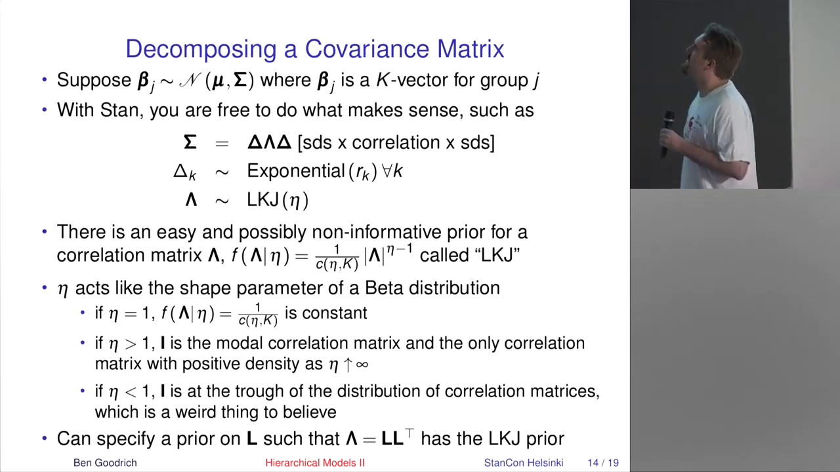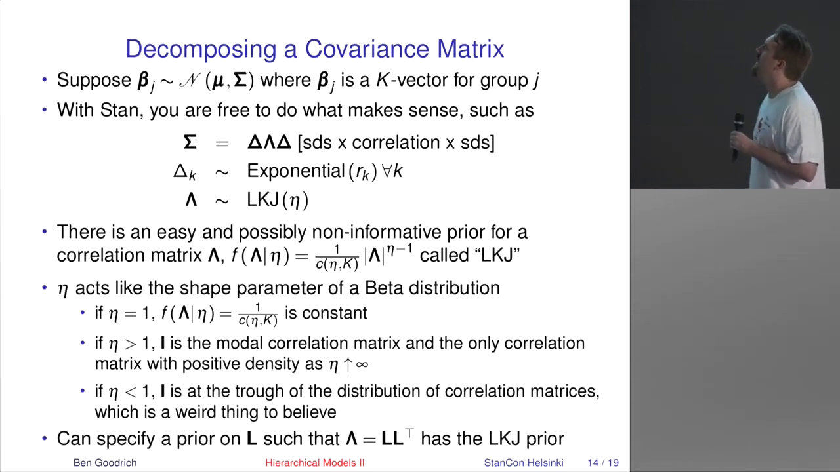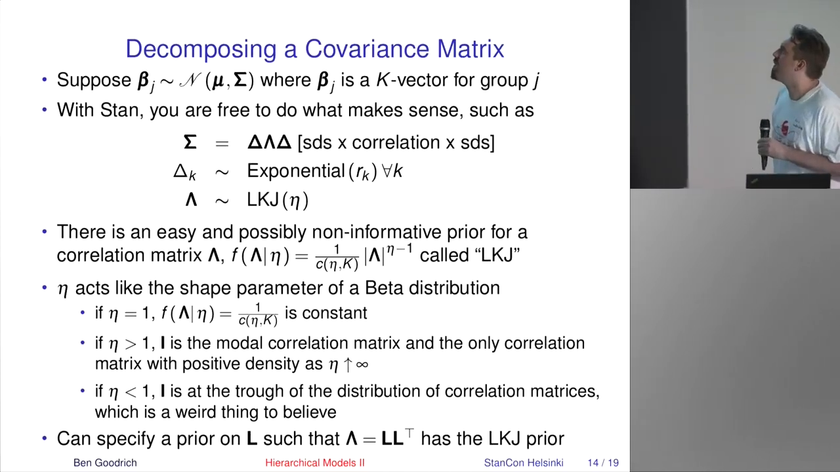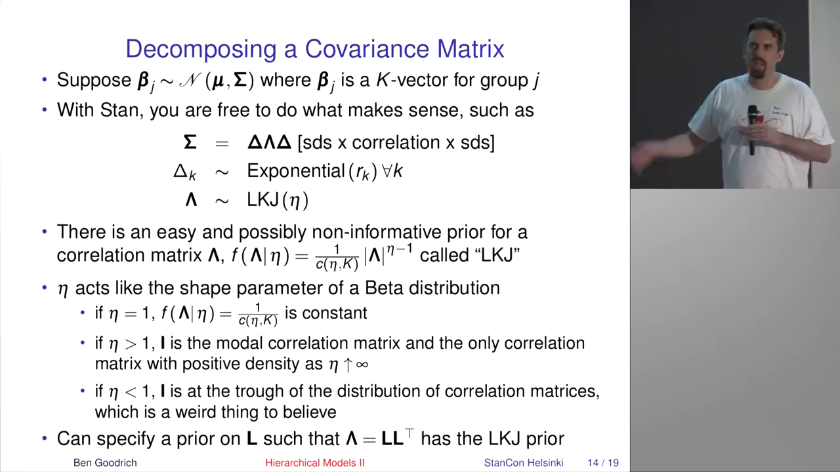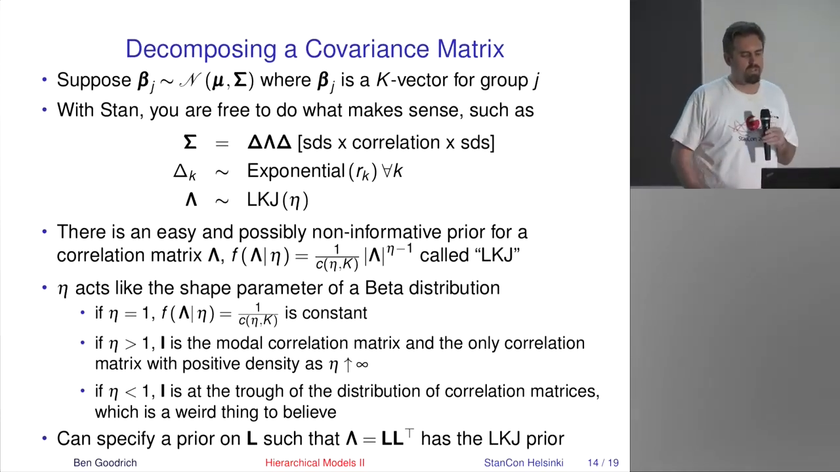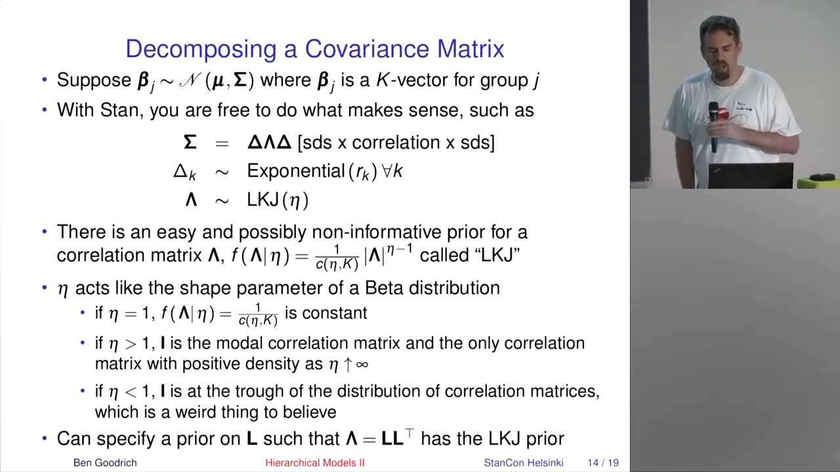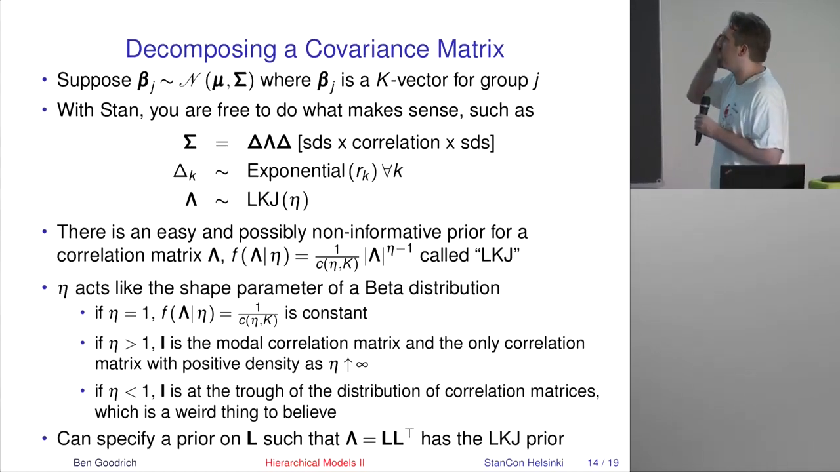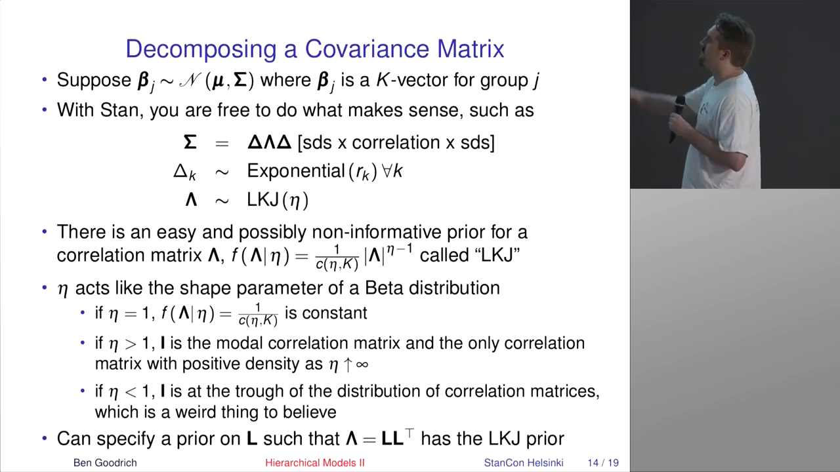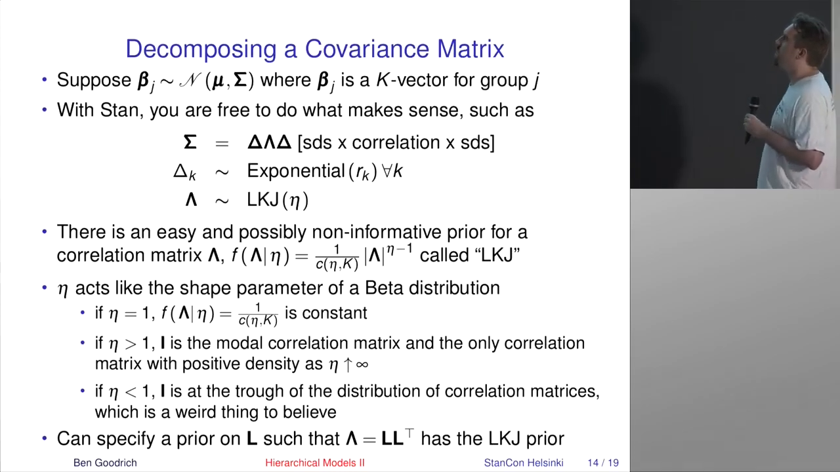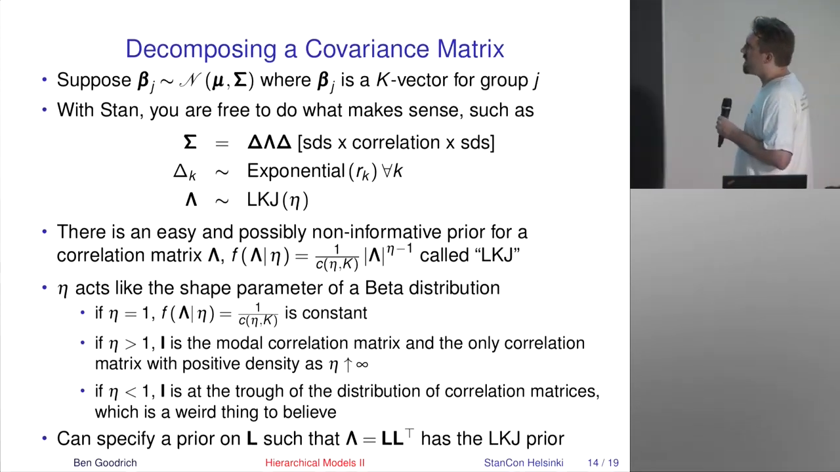It has this representation of the density: a constant times the determinant of the correlation matrix raised to the power eta minus 1. So if you set eta equal to 1, then you're just raising this to the power 0. That's going to be constant. In general, this acts like the shape parameter of a symmetric beta distribution. So if you specify eta equal to 1, the whole thing is going to be constant.